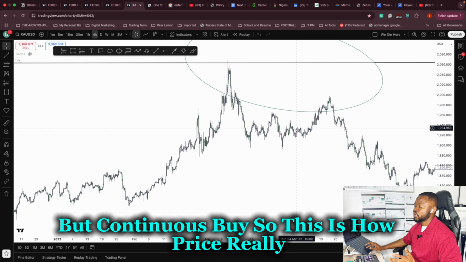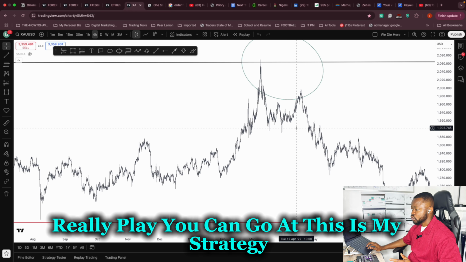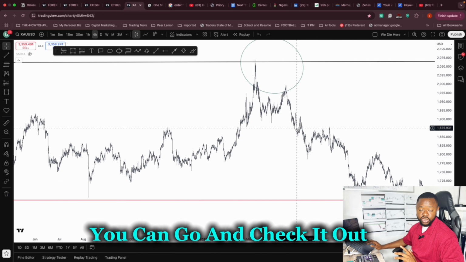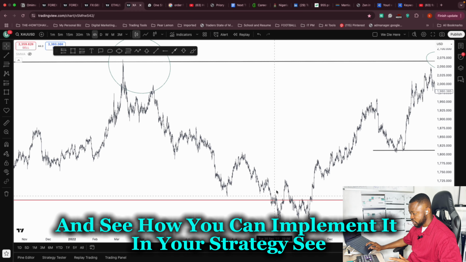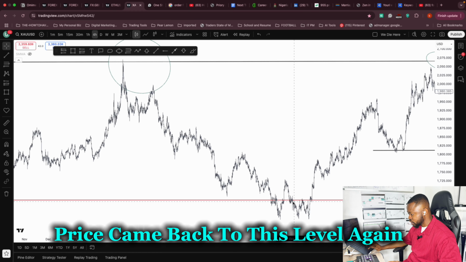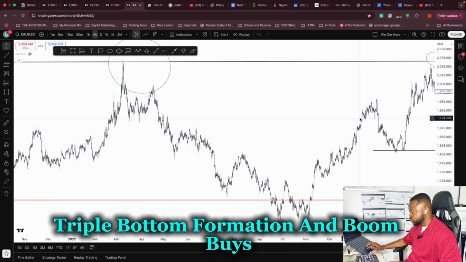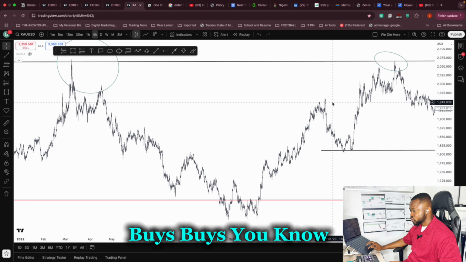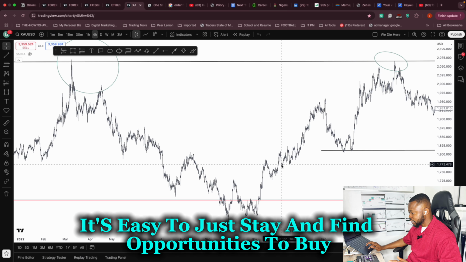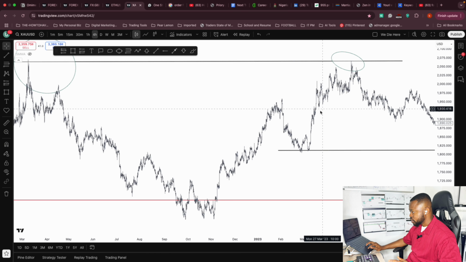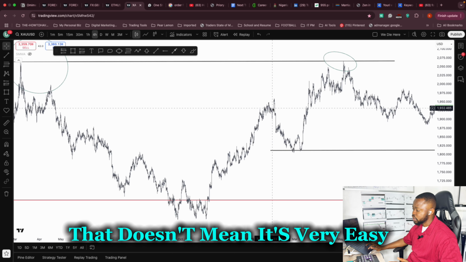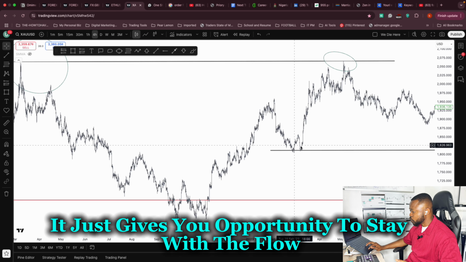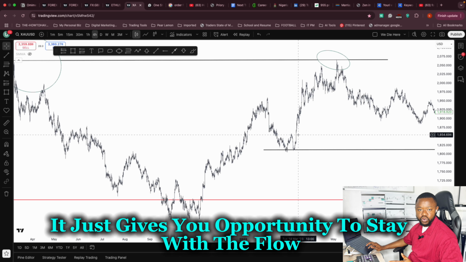So this is how price really plays. This is my strategy. You can go and check it out and see how you can implement it in your strategy. See, price came back to this level again, triple bottom formation, and boom, buys. It's easy to just stay and find opportunities to buy. Easy trades. When I say easy trades, this comes from experience. That doesn't mean it's very easy. But basically, it just gives you opportunity to stay with the flow.